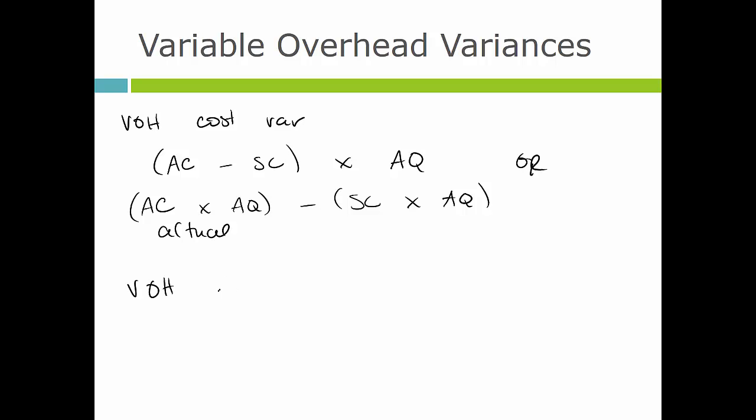It's really a matter of how the information is presented to you. And the other one is the variable overhead efficiency variance, which is the actual quantity minus the standard quantity, so the difference in the quantity, times the standard cost. Just like in the material and the labor variances, we have to hold one thing steady and then see the change in the other one. For this one, we're looking at the change in the cost between what I expected to pay and what I actually paid. And here we're looking at the difference in the quantity between what I thought I was going to use and what I actually used, and then hold that at the standard cost.